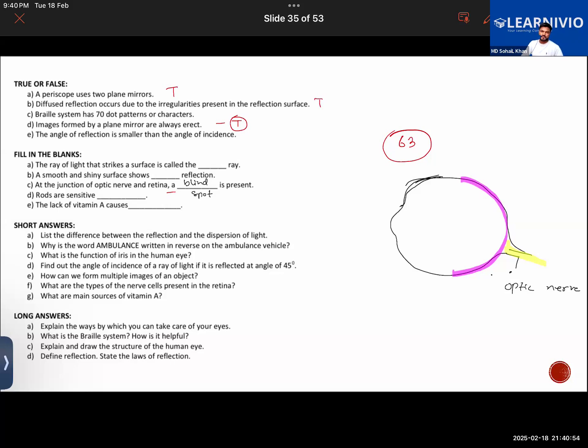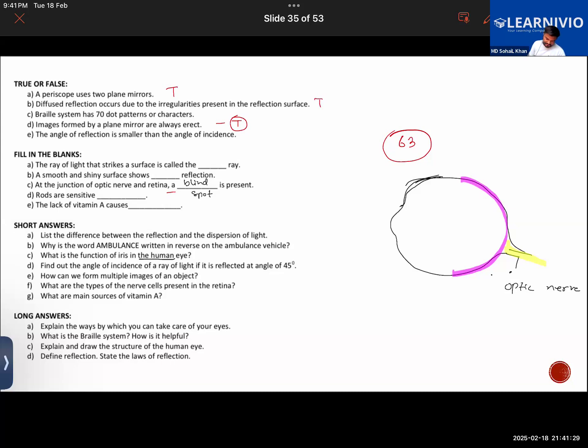It is written in reverse. It is written in reverse because the mirror used in the rear view mirrors inverts the picture, so that when it's inverted, it spells ambulance. Okay. Next. What is the function of iris in the human eye? To control the amount of light entering our eye. Okay, good. So that is its function.